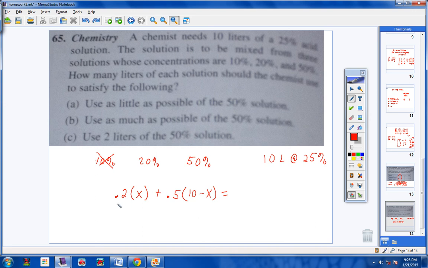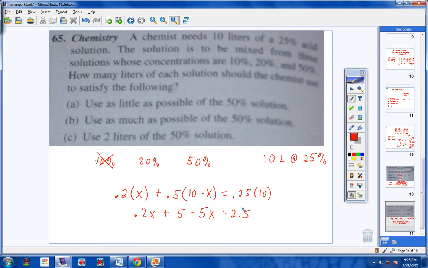So, after you take your 20% times this, that's your acid. Take your 50% times this, that's acid. You have acid plus acid. So, how much acid do you have over here? Well, 0.25 times what? 10. Let's solve this very quickly, okay? 0.2x plus 5 minus 5x equals 2.5.